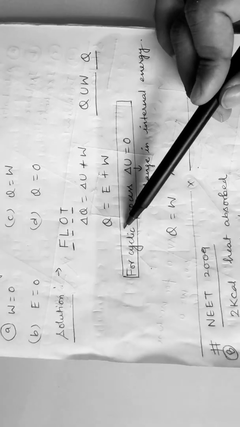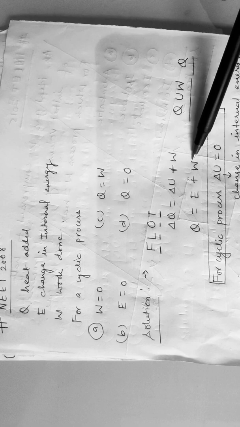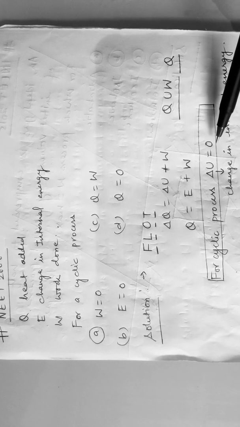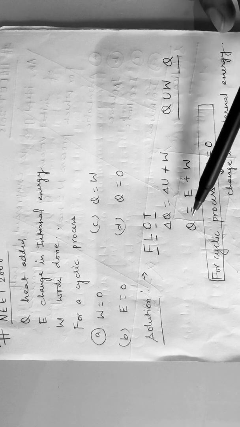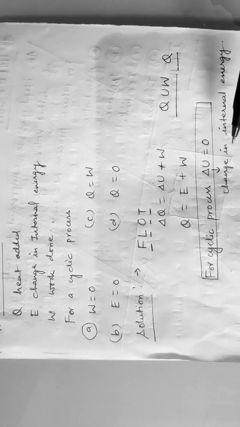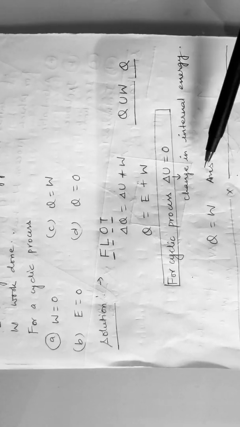As you can see here in this question, it is already given that Q is the heat added. So you can find here that Q is written as Q and delta U is written as E and W is W. For a cyclic process, delta U is equal to 0. For a cyclic process, delta U turns out to be 0. Now definitely this Q will be equal to W. So definitely option number C. Option number C is the answer.